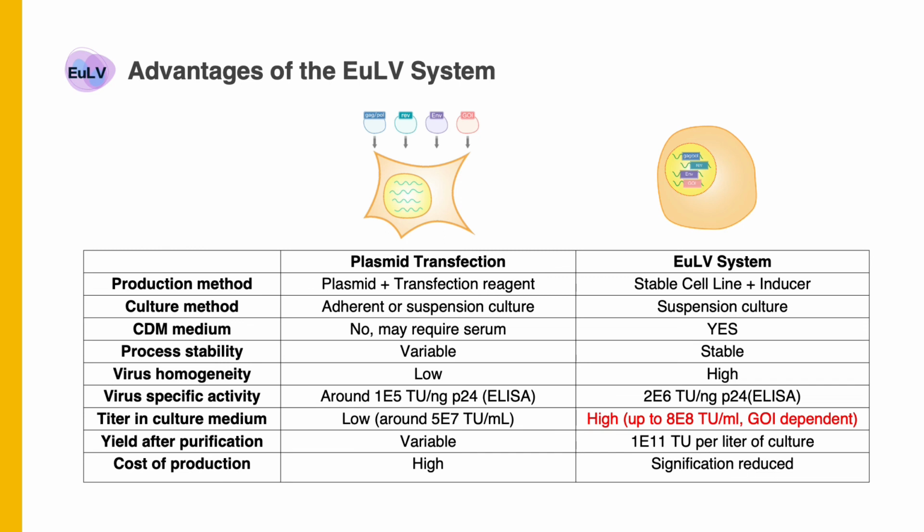After a systematic and comprehensive evaluation during the producer cell line screening, the lentivirus produced in the EuLV producer cell lines is more homogeneous with a significantly lower empty capsid ratio. The titer in the culture medium can reach 800 million TU per mL, at least 10 times higher than the traditional 4-plasmid transient transfection method. Importantly, it greatly reduced the production cost, which is crucial for the commercialization of the products.